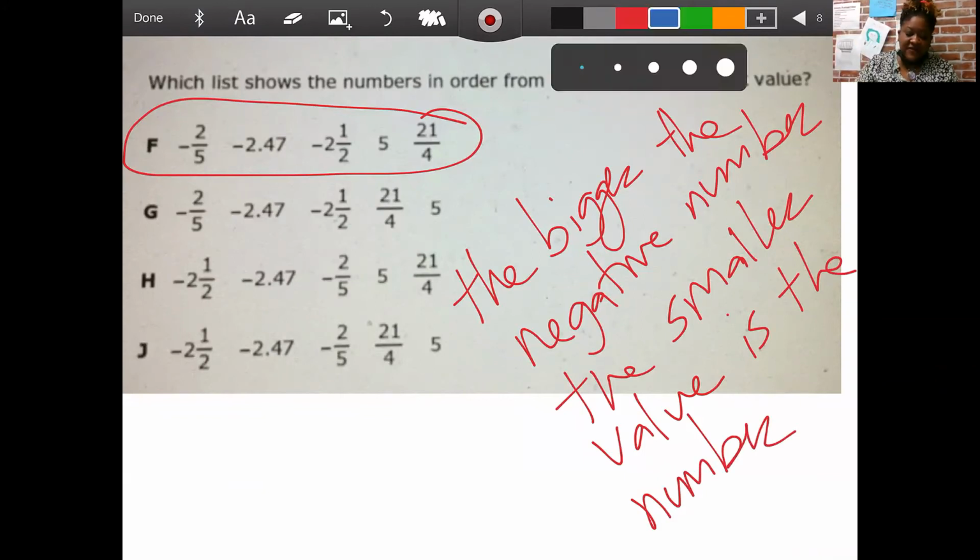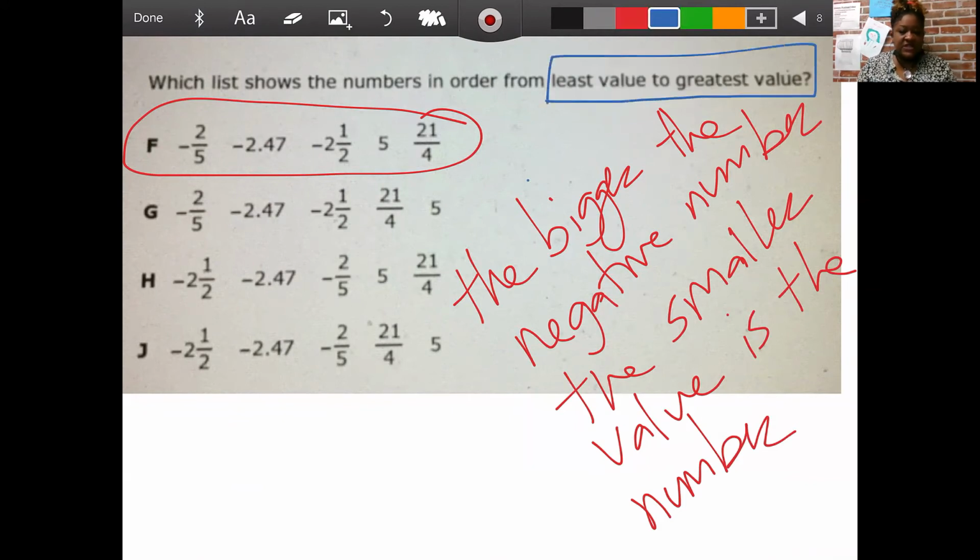And then remember, you have to put the numbers in order from least to greatest. So from the smallest to the biggest. So your biggest negative number is going to go first, okay? And I didn't circle F because that's the answer. I circled it because I want you to know you need to convert all of those different fractions or numbers, making sure they're all decimals to solve. And that's it.